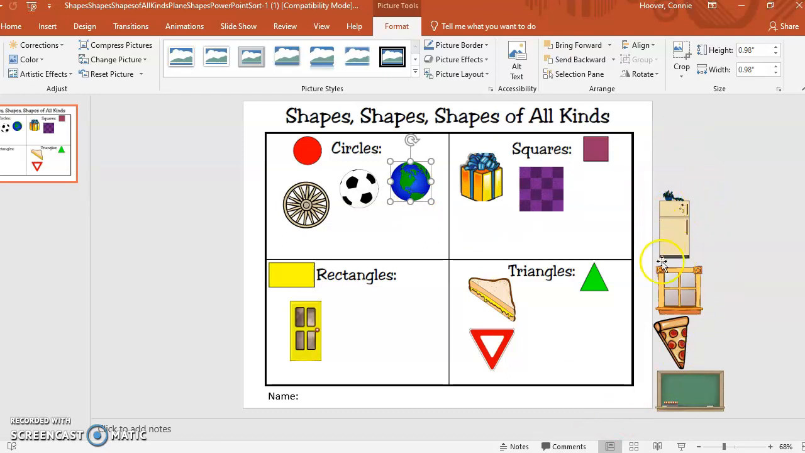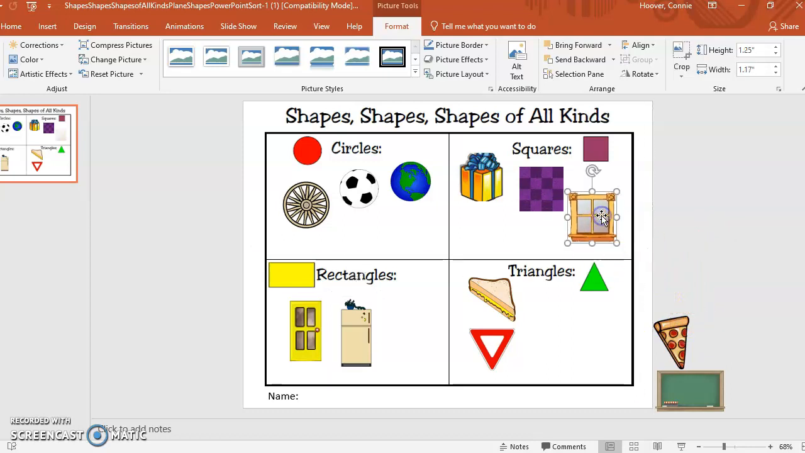Now we have a refrigerator. Everybody knows what a refrigerator is. Not all the sides are the same. We have two long and two short. So it is shaped like a rectangle. Good job. All right. So then we have this window pane. And it has 4 little squares in it, but it is also shaped on the outside like a square. So we're going to put it in the square column.